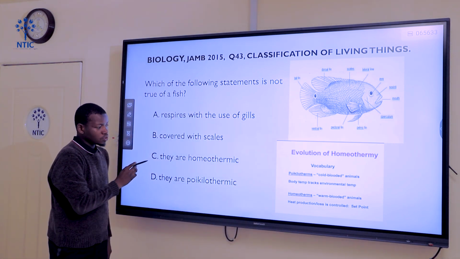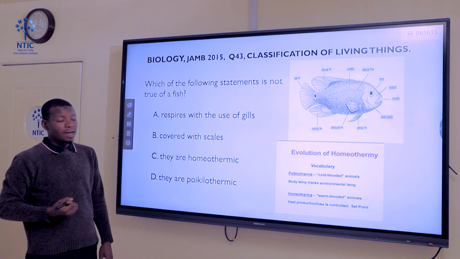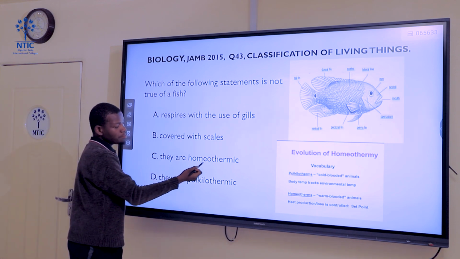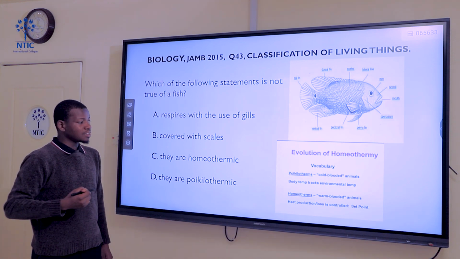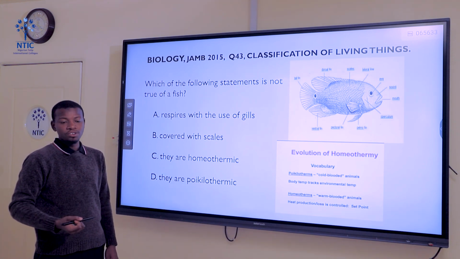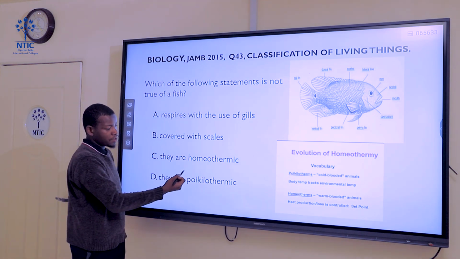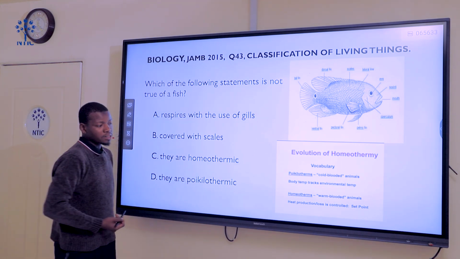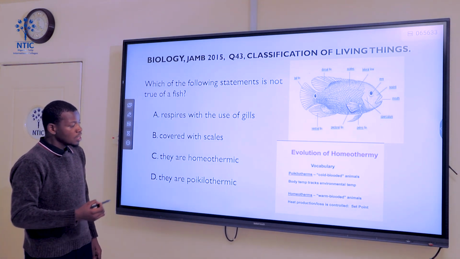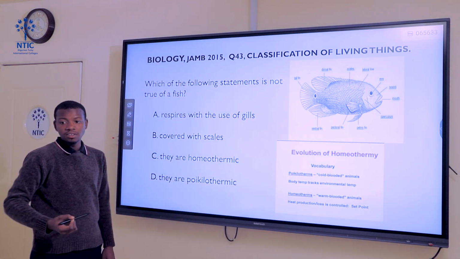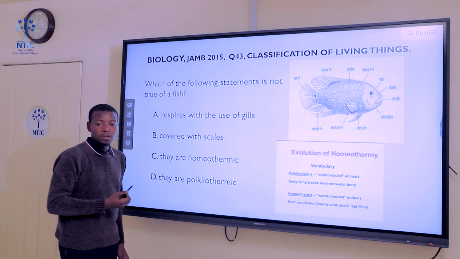Now, we are left with two options, C and D. They are homeothermic and they are poikilothermic. Homeothermic organisms are organisms that maintain a constant body temperature. Their body temperature does not change with the changing of the temperature of the environment. While poikilothermic organisms are those organisms that cannot regulate their body temperature. When the temperature of the environment changes, their body temperature also changes, and they are referred to as cold-blooded animals.